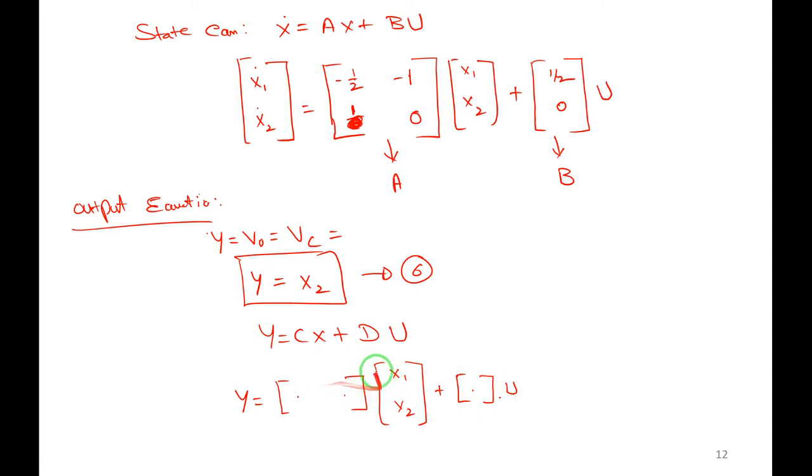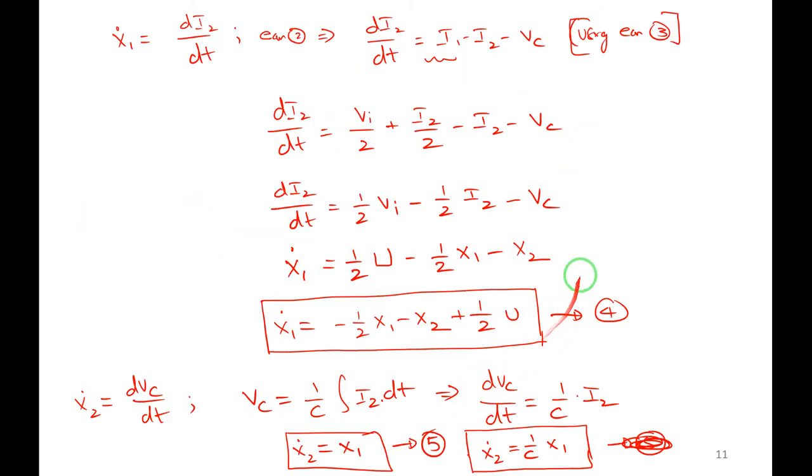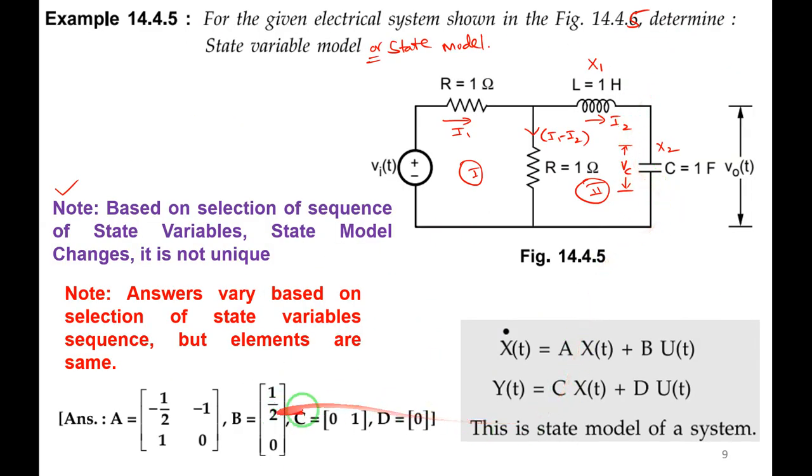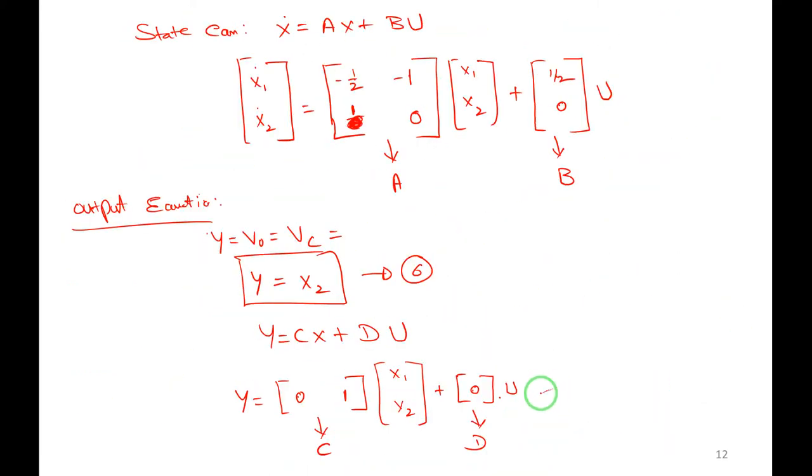So observe this equation. What is the coefficient of x1 here? Nothing, 0. What is the coefficient of x2? It is 1. Next, is there any U input? Nothing, so it is 0. So this is the C matrix and this is the D matrix. You can check it: C is 0, 1 and D is 0. I hope you are getting it. So this is the state model. This completes the state model problems.